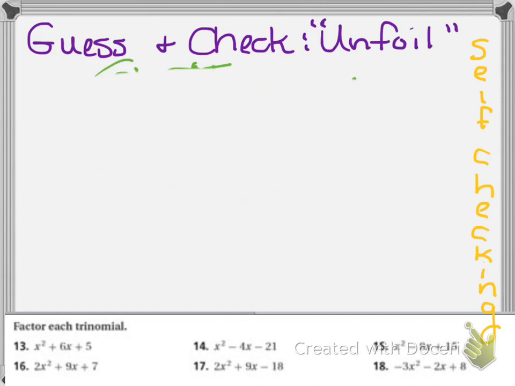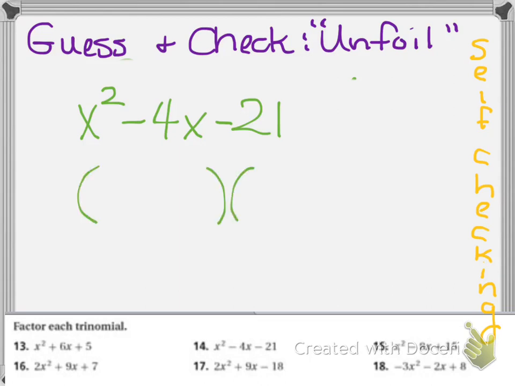All right, let's try another one. Let's do several just so you can hear me think about them. Let's go with number 14 here. X squared minus 4x minus 21. And if you want to get a little piece of scratch paper and try it, if you want to sit there and think about it for a minute. Okay, I'm going to factor this. First of all, I have all minus signs. And I know from experience that when I have all subtraction signs, I'm going to have one of each symbol in my answer.